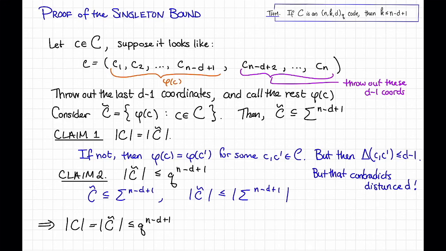And if we take the log base q of both sides, we see that the message length k, which remember by definition is equal to the log base q of the size of C, is at most n minus d plus 1, and that's what we were trying to prove. So this establishes the Singleton bound.